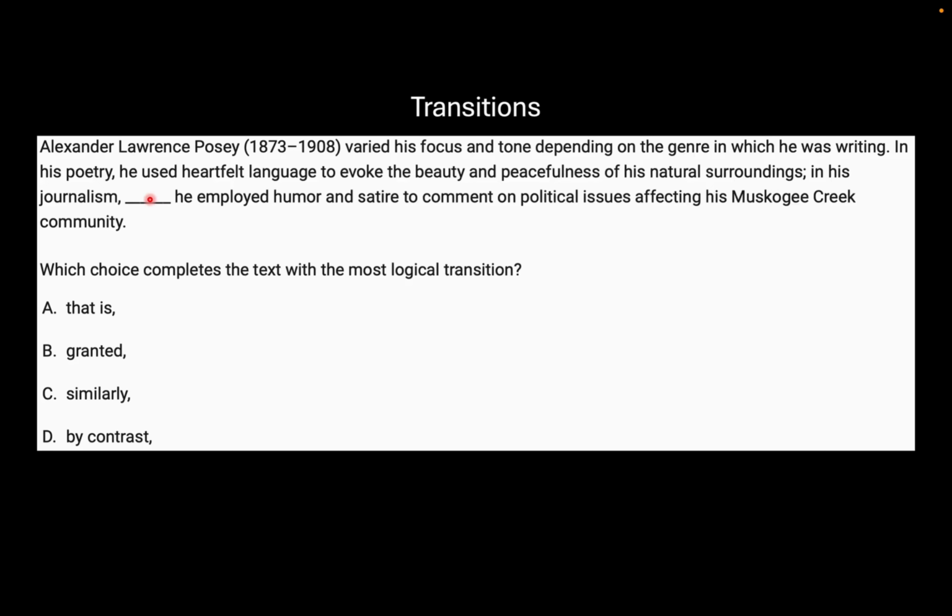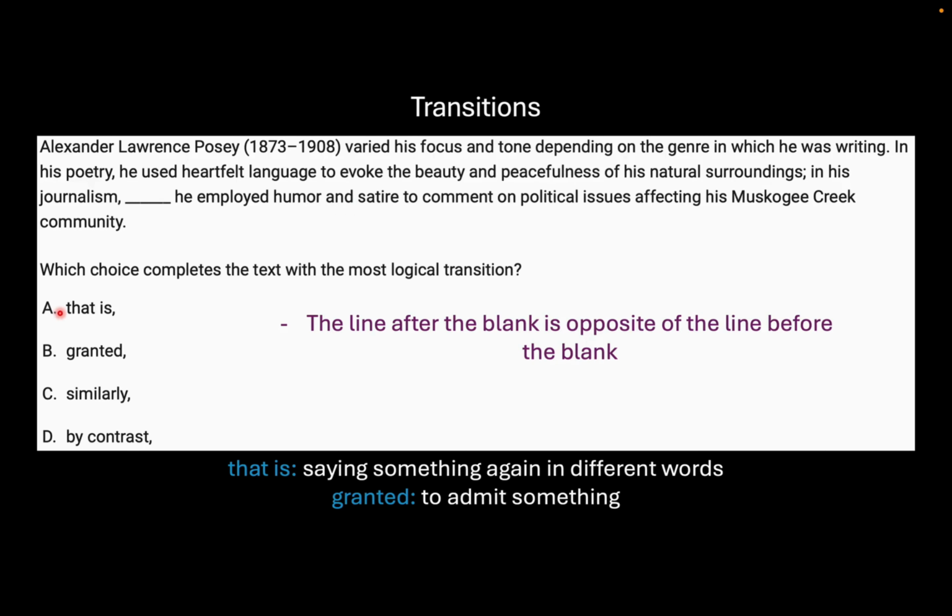Alright, so in here it shows that two things are going against each other. In one it says it evokes beauty and peacefulness, and in the other it says it employs humor and satire. Let's look at the multiple choices. A, that is. That is, it's used for saying something again in different words. Basically, in other words.